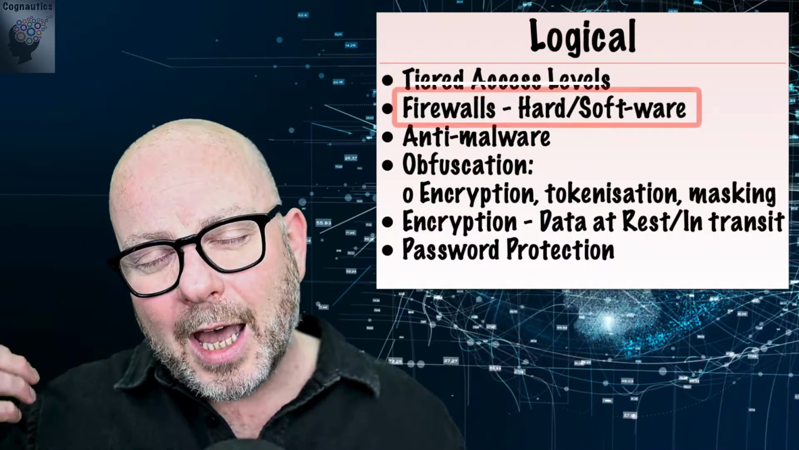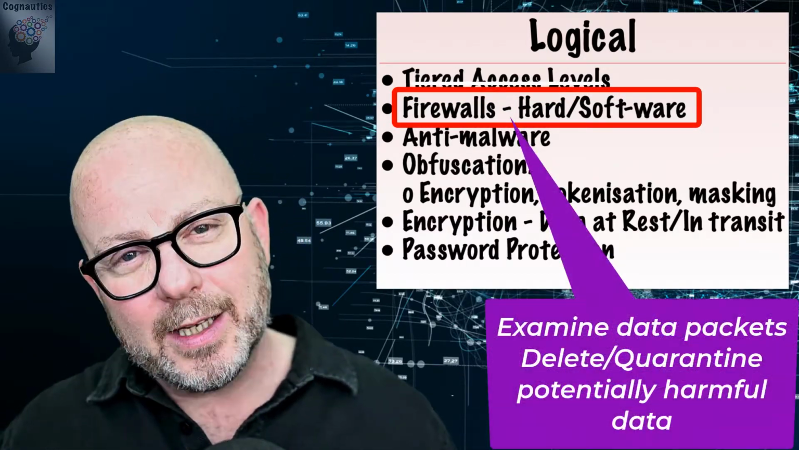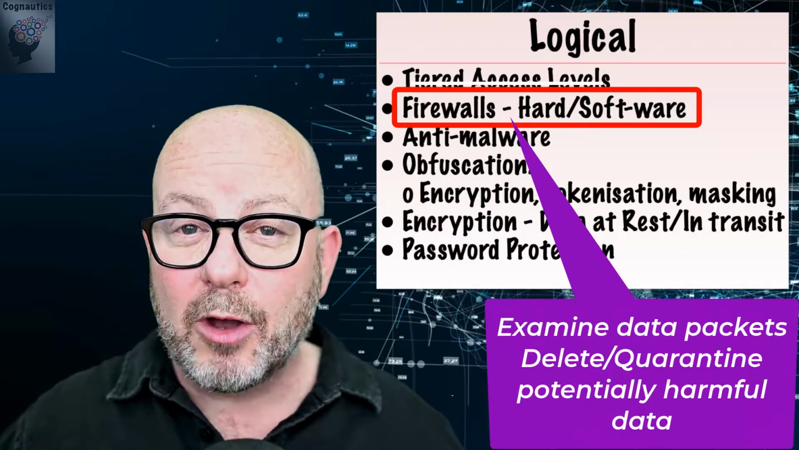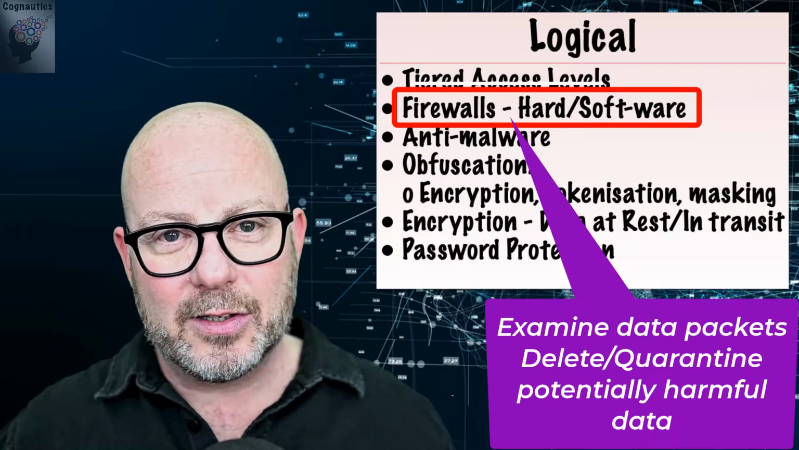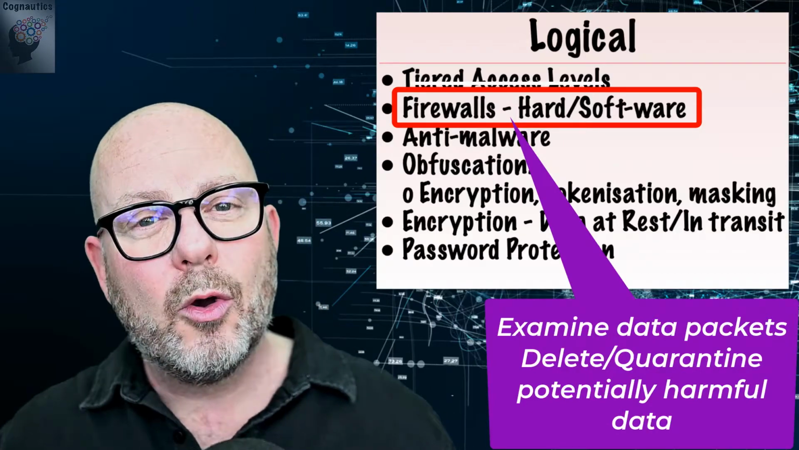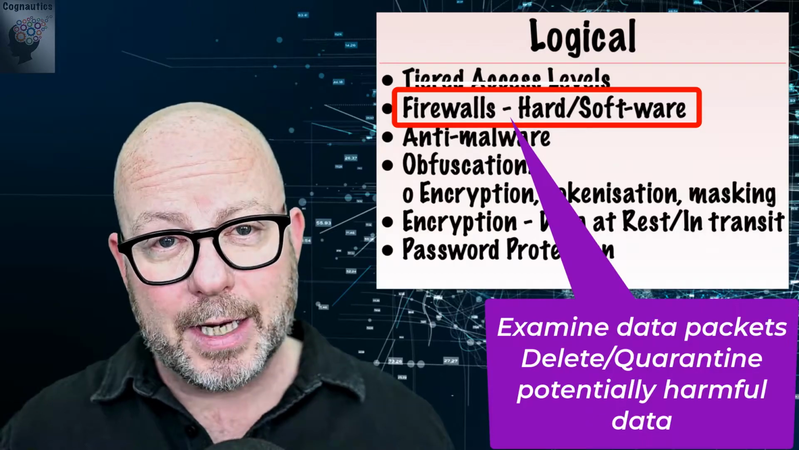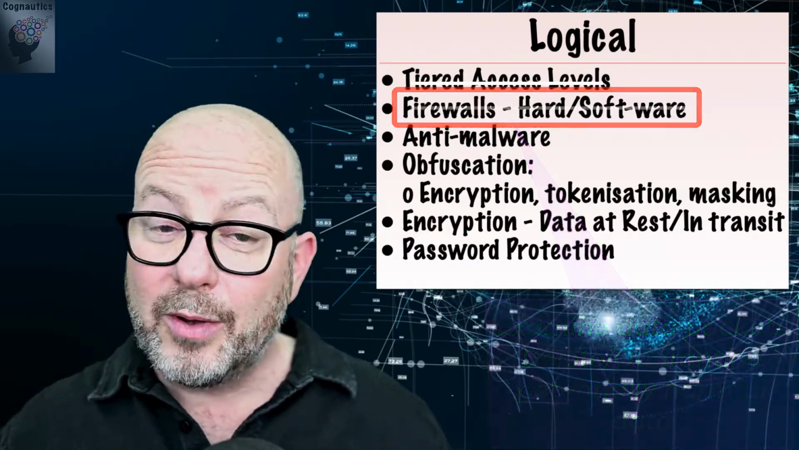Another logical solution comes in the form of firewalls. Firewalls examine incoming data packets to ensure that only trustworthy data reaches the system. Any data packets that contain data the firewall deems to be dubious will either be deleted or held in quarantine to be examined at a later stage by the network manager and deleted. Firewalls can be hardware or software or even both.